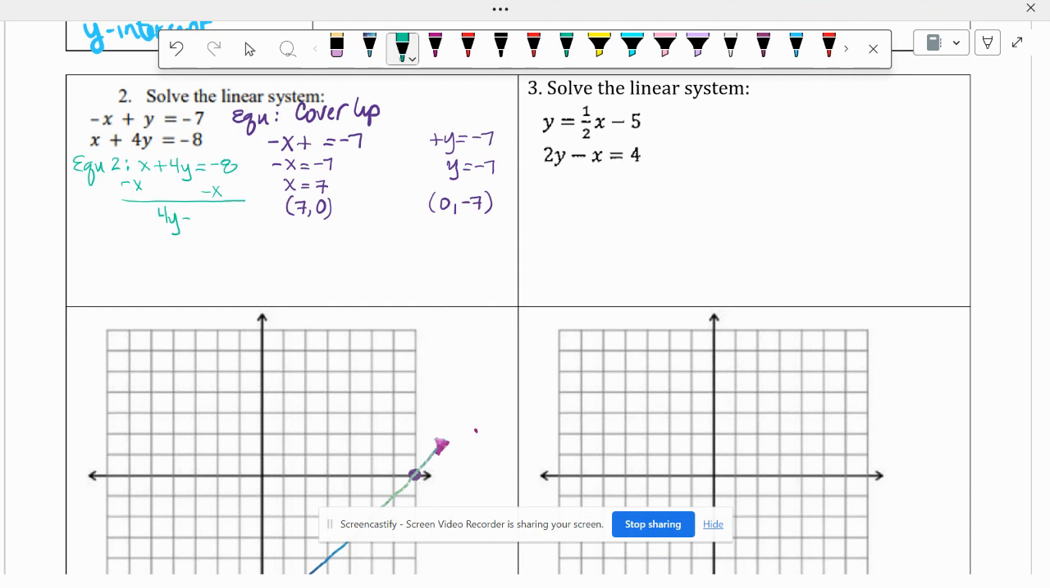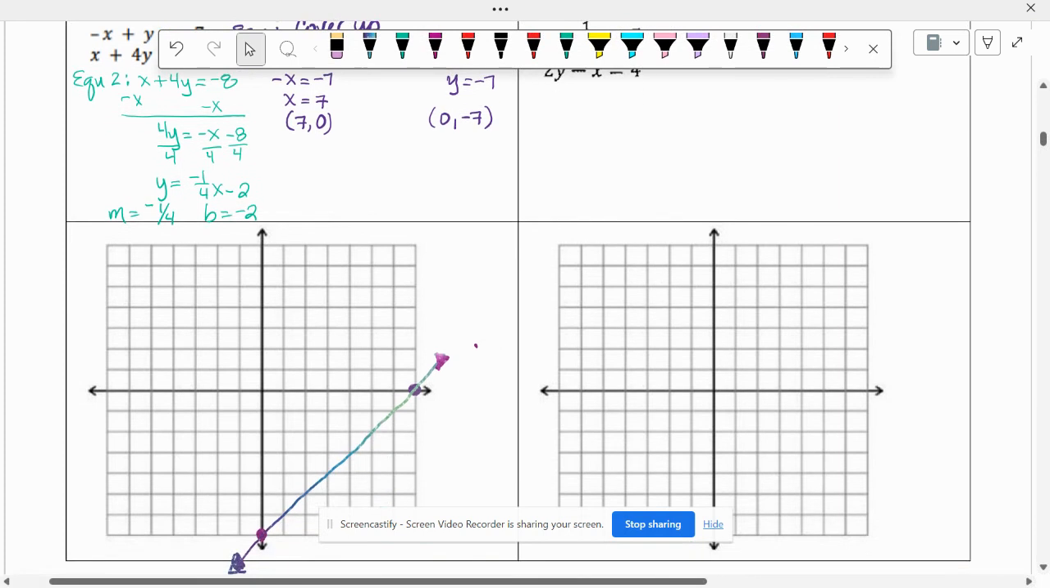So 4y equals negative x minus 8. Next, I'm going to divide every single term by 4. So y equals negative 1/4 x minus 2. So my slope is negative 1/4, and my y-intercept, b, is negative 2. Now remember, I begin at b, so I'm going to go to negative 2. That's where I'm going to begin.